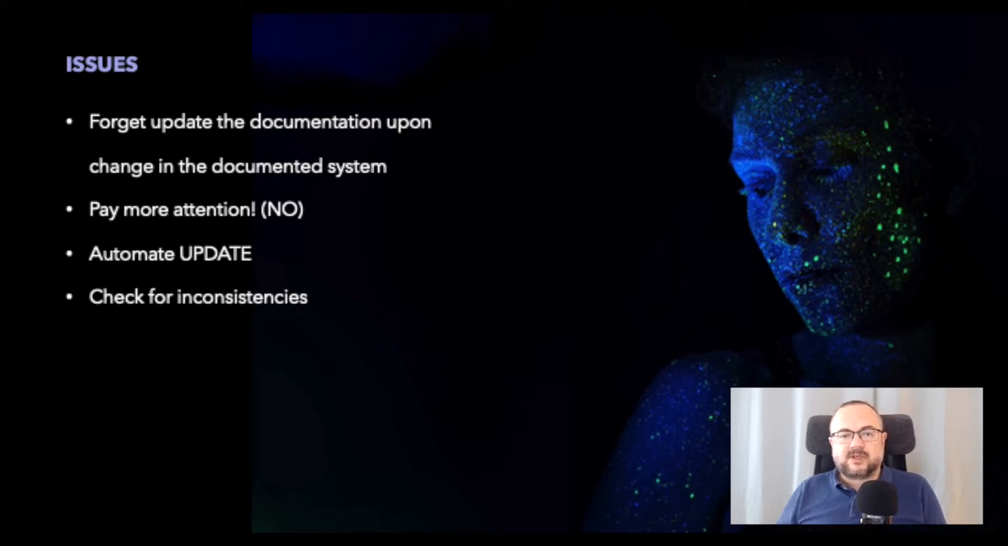There are two approaches to avoid this, and none of them is to pay more attention. A human is a human, and to err is human. You can promise to pay more attention, but you will not keep that promise, or it will cost a lot to do so many reviews. We have to automate the documentation update, if possible. If not possible, we should check that the documentation is up to date, looking for inconsistencies. Where even that is not possible, we still remain at the mercy of our human effort.